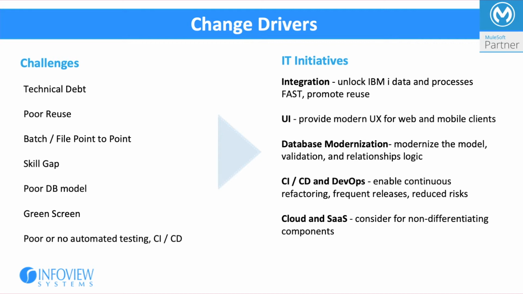They unlock the IBMi data and process it fast, and promote reusability with different kinds of API-led connectivity. For UI modernization, we will create the UI with the latest technologies like Angular or React, and connect those UIs through the API to the backend AS400 systems. So they can utilize the same business logic only by changing the front end, without any rework on the business logic side.